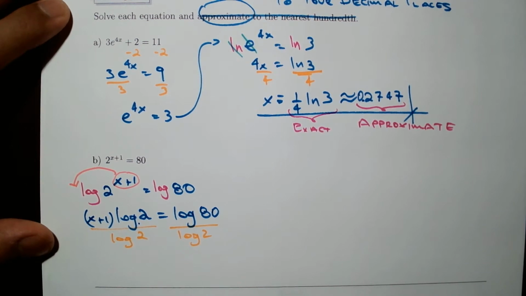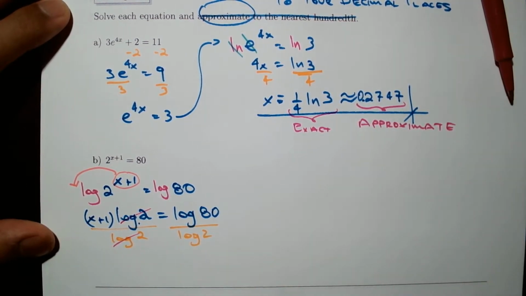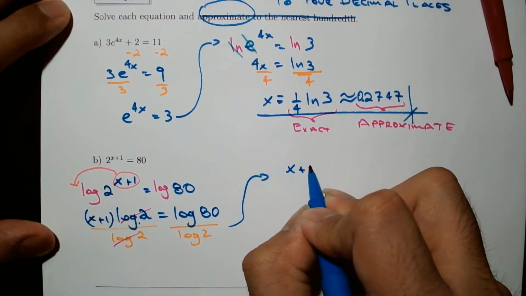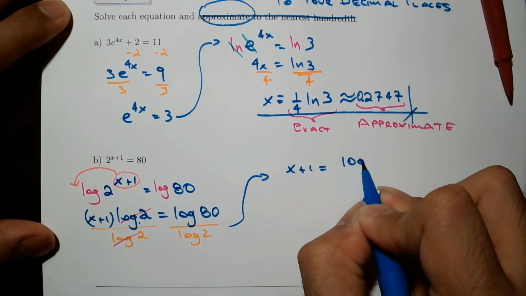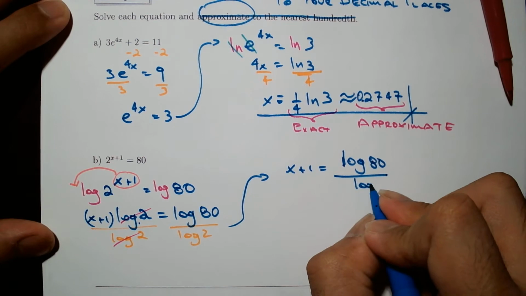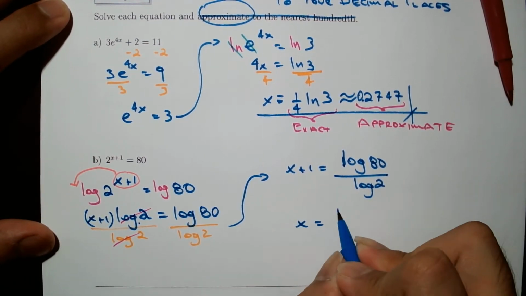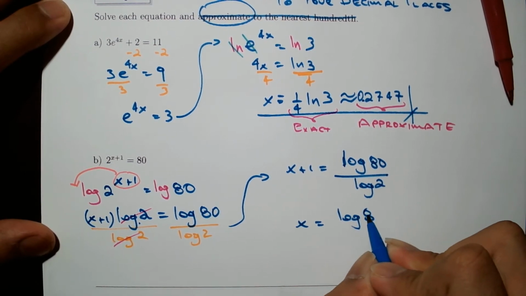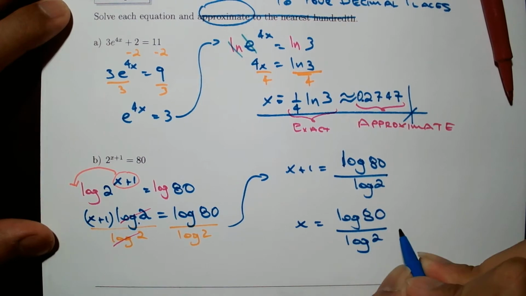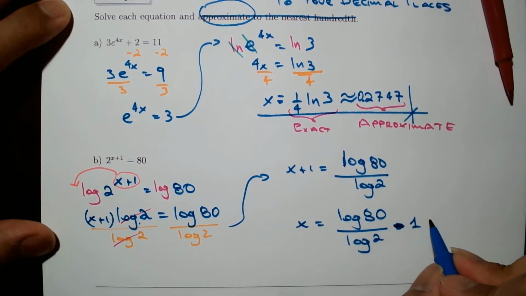This is not 0 here. And this will give us x plus 1 equals log of 80 divided by log of 2. And all we need is to subtract 1 to get x equals log of 80 over log of 2 minus 1. So this is the exact answer.